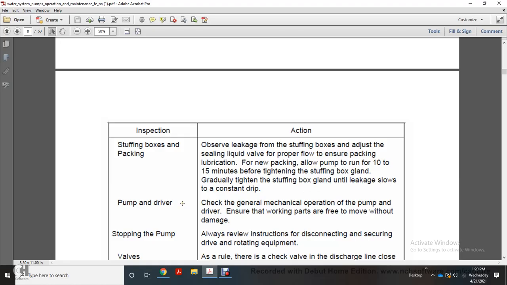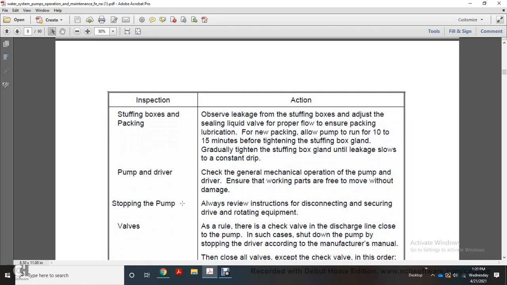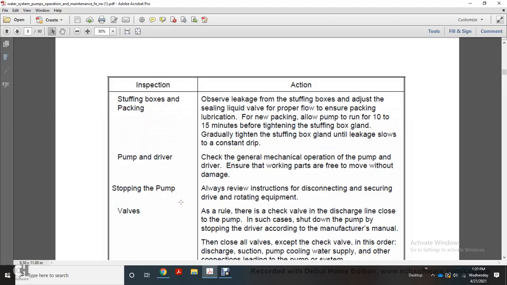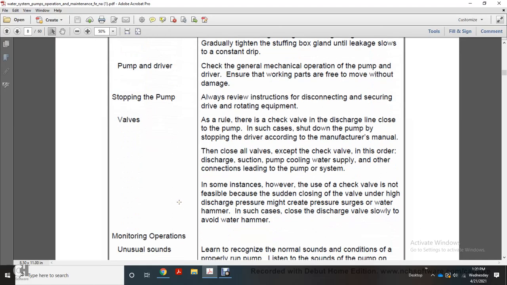Pump and driver: check the general mechanical operation of the pump and driver and ensure that the working parts are free to move without damage. When stopping the pump, always review the instructions to disconnect and secure the drive of the rotary equipment.